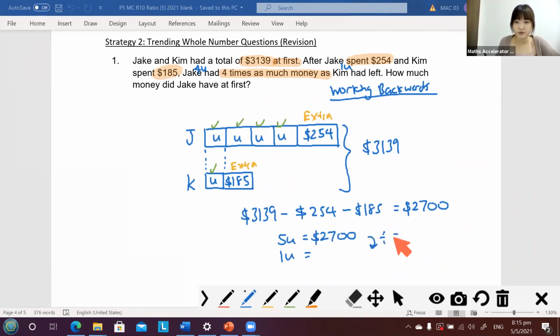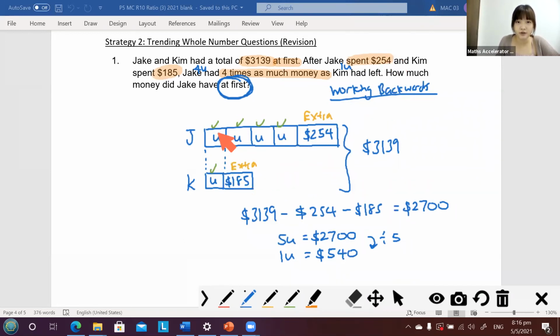We look for 1 unit. So divide by 5. How would this be? Okay. Use your calculator. 2,700 divided by 5. Yes, 540. Divide 5. You want to find 1. So now, how much money did Jake have at first? Okay, at first, is it just 4 units? Haven't spent the 254, right?